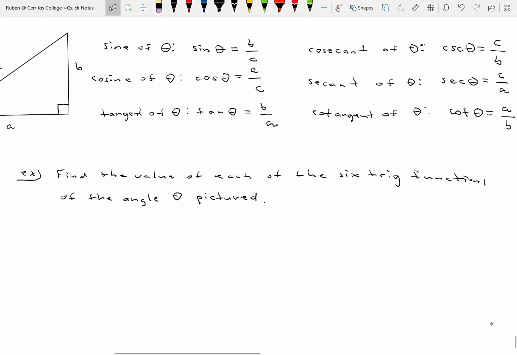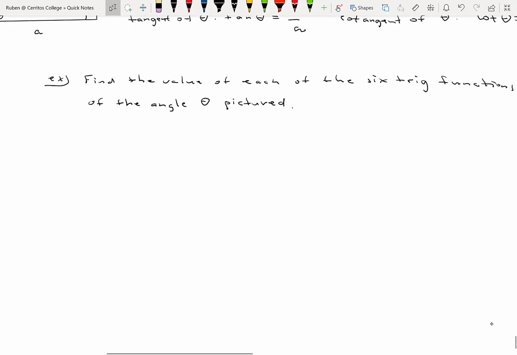Okay, so in order to draw an angle theta, I have to draw a triangle. So here we go. Here's a right triangle in particular. Here's theta, here's the right angle, and we're going to label the vertical side here as 3, and the hypotenuse is 5.